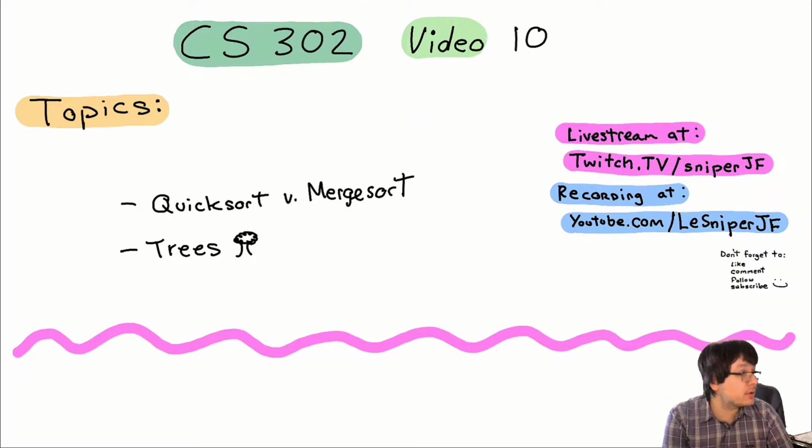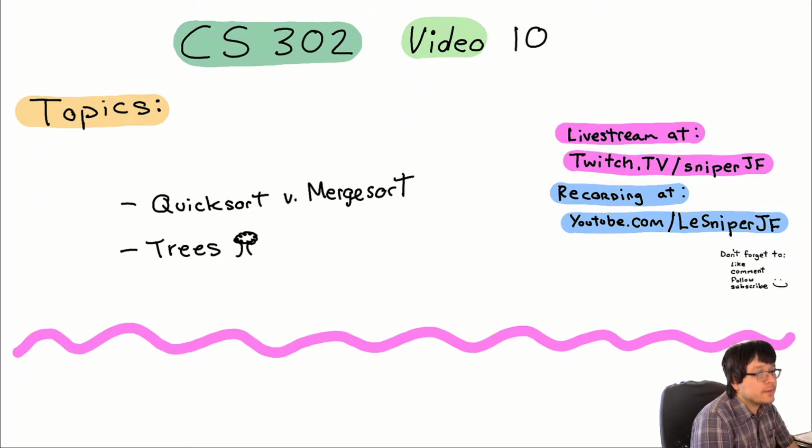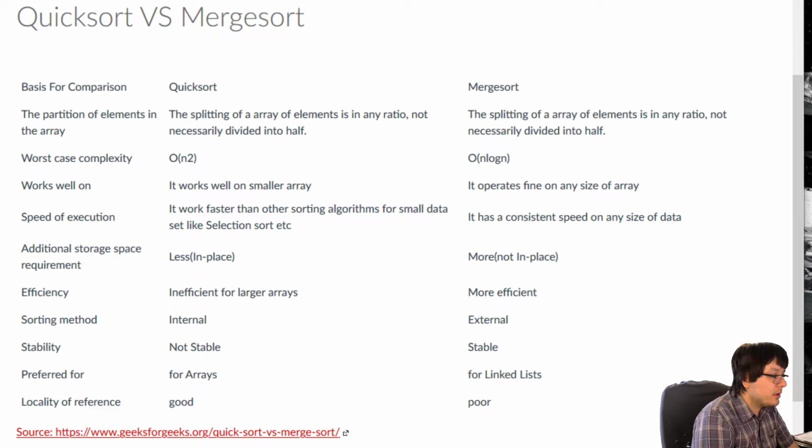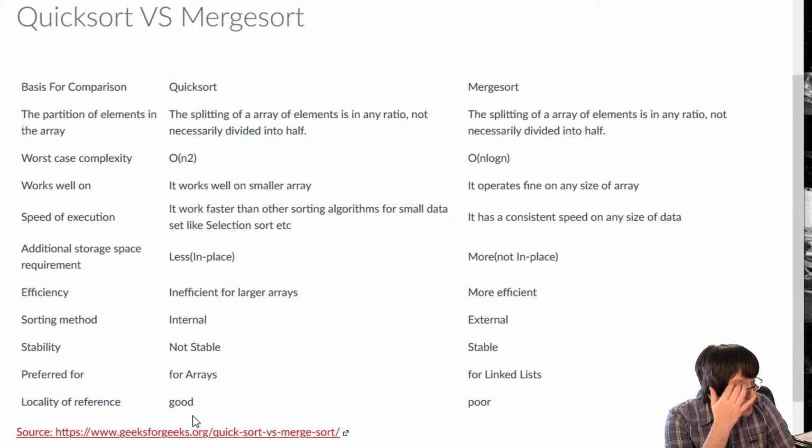All right, so for that I have a little chart that I got from Geeks for Geeks that I post on Canvas that shows you the comparison between them. And what I'd like to do now is spend some time looking at this chart to discuss the differences. So I'm going to go ahead now and hopefully you'll be able to read that. So there we go. And this is the source where that is from. Okay. So we got a couple of different categories here.